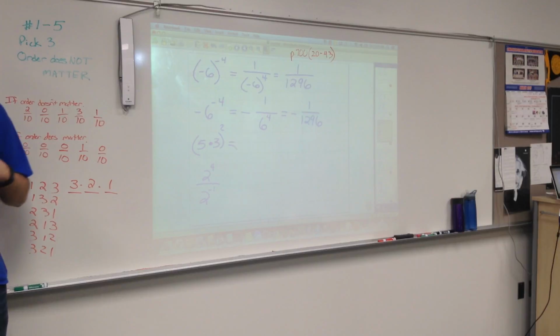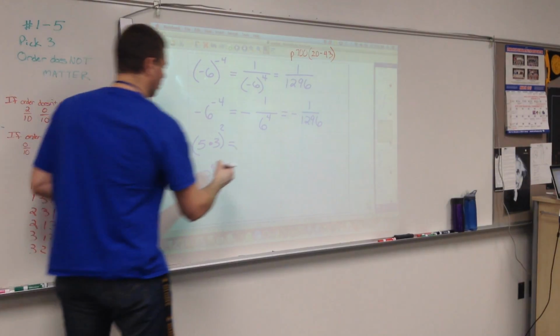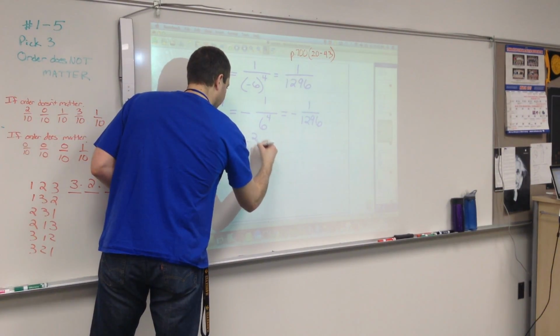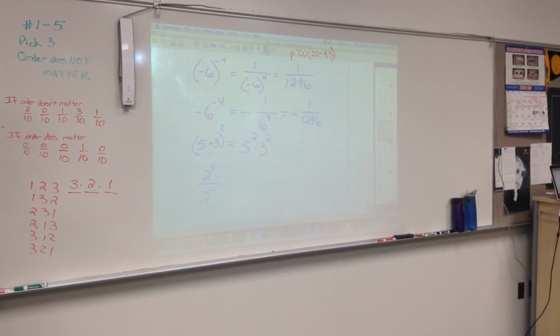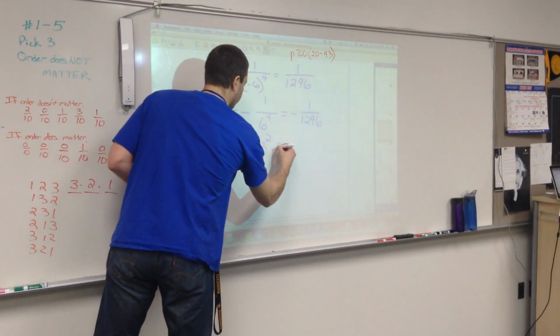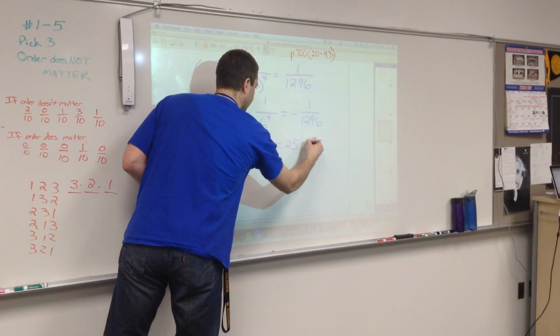You guys have some ideas? Take 5 times the 3 right away. Yep. Take 5 times the 3 right away and then square it. Or what else could you do? Square the 5 and square the 3 and then multiply them together. Two ways. Either will be fine. I'm going to show you the second way you mentioned. Take 5 to the 2nd power times 3 to the 2nd power. So then you have 25 times 9.